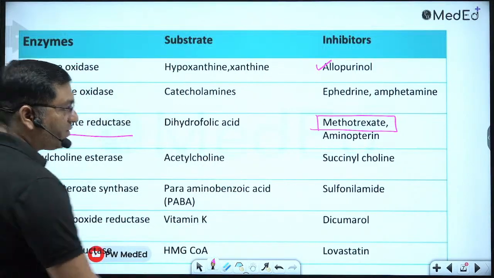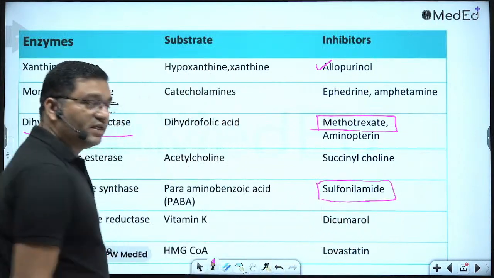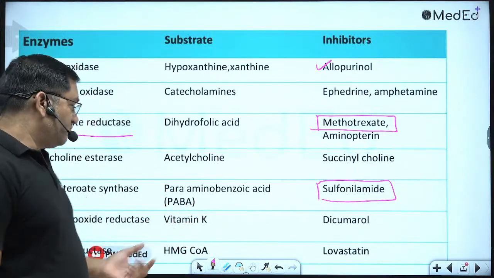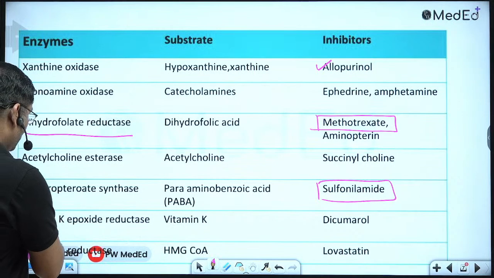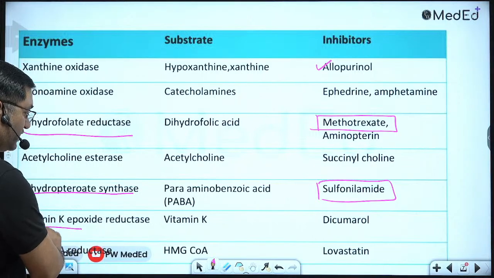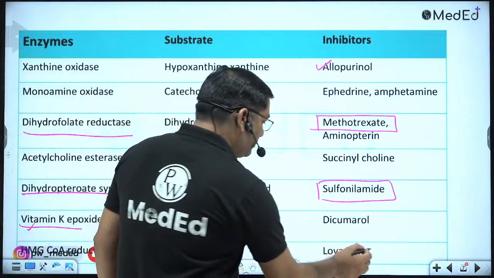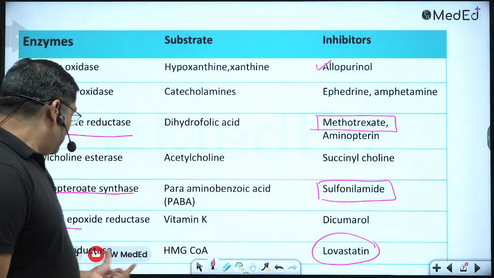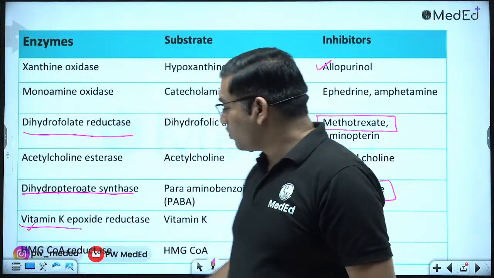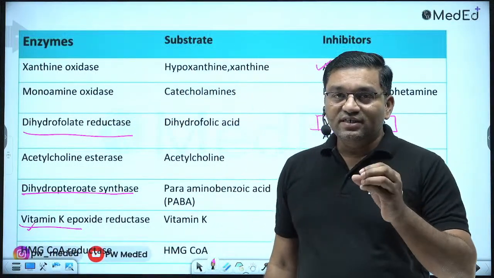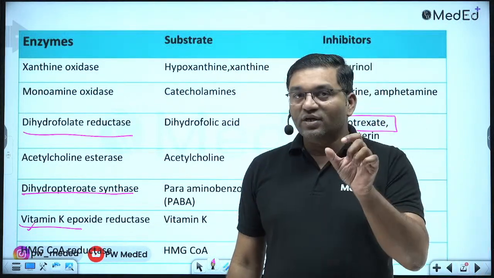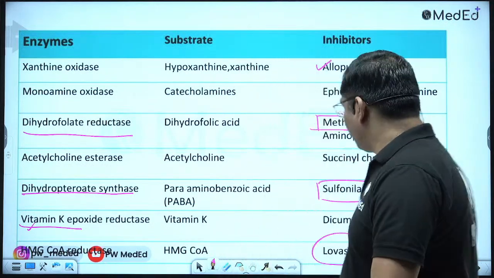Then sulfonamide is an antibiotic used in the treatment of various infections. It is structurally similar to para-aminobenzoic acid, so it is a competitive inhibitor of dihydropteroate synthase. Then vitamin K antagonists inhibit vitamin K epoxide reductase. And the statin group of drugs is very important. They inhibit HMG coenzyme A reductase, the rate limiting enzyme in cholesterol biosynthesis.